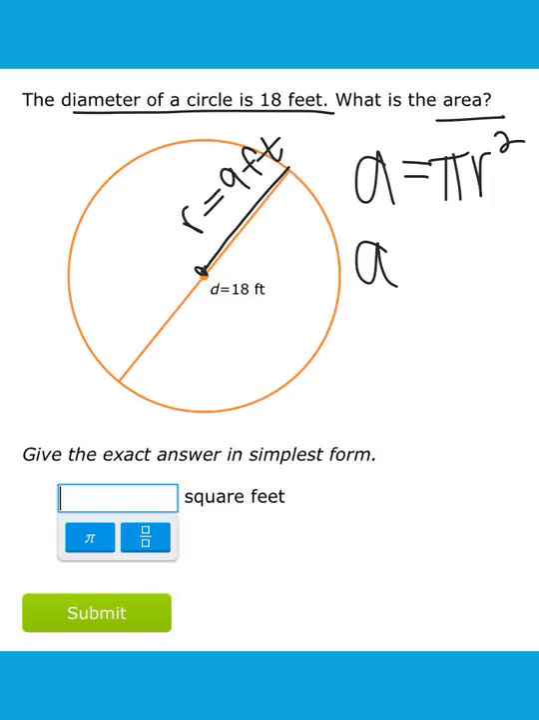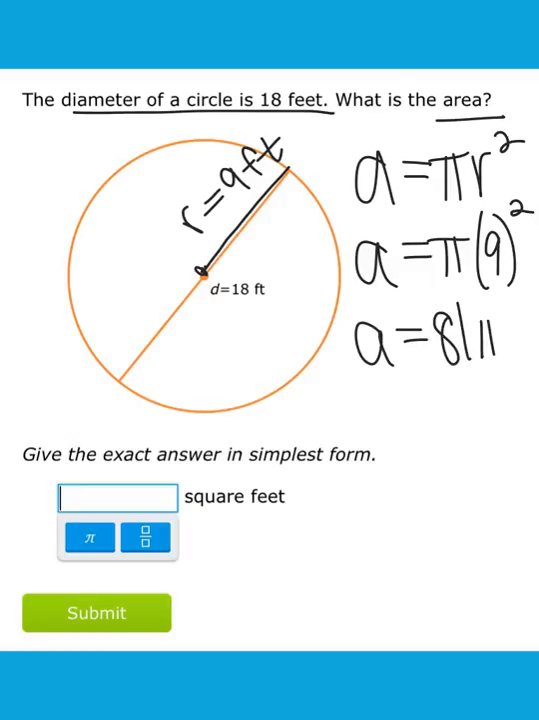So let me plug this in to my formula. My radius is 9, so I would have pi times 9 squared. Then let's go ahead and simplify. 9 squared is 81, and I would still multiply it by pi. So just like the other problems, I would leave it in exact pi format and not get a decimal answer.